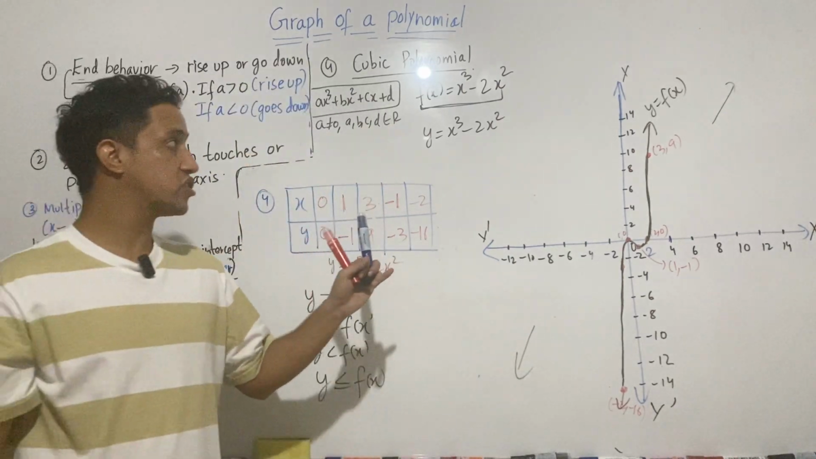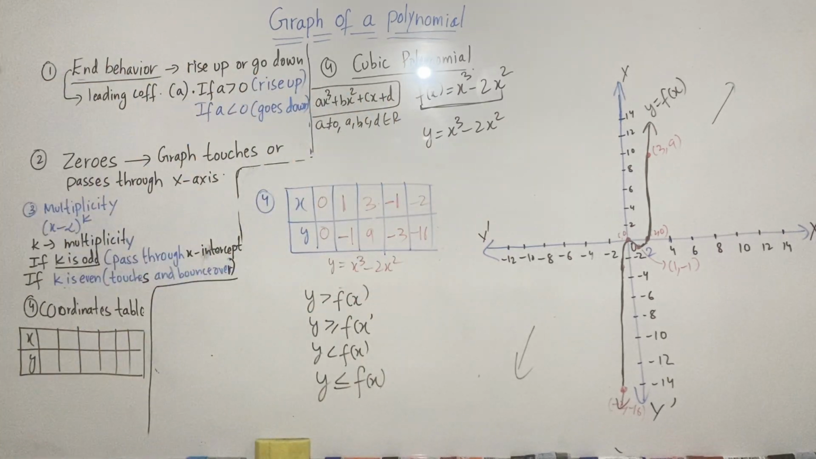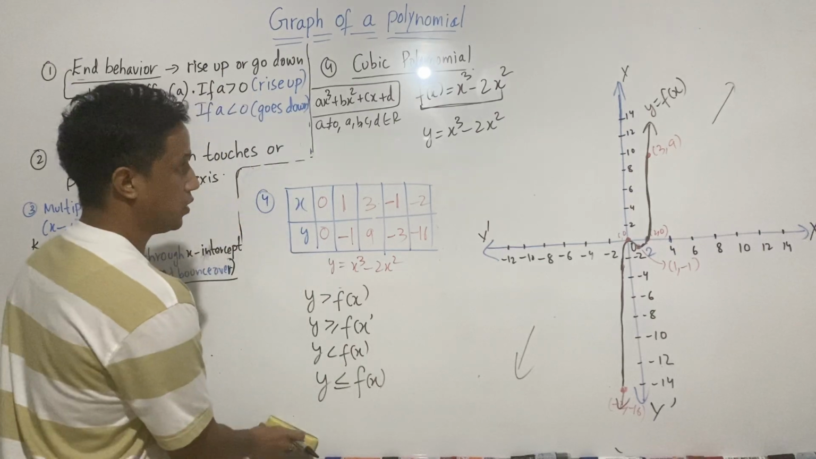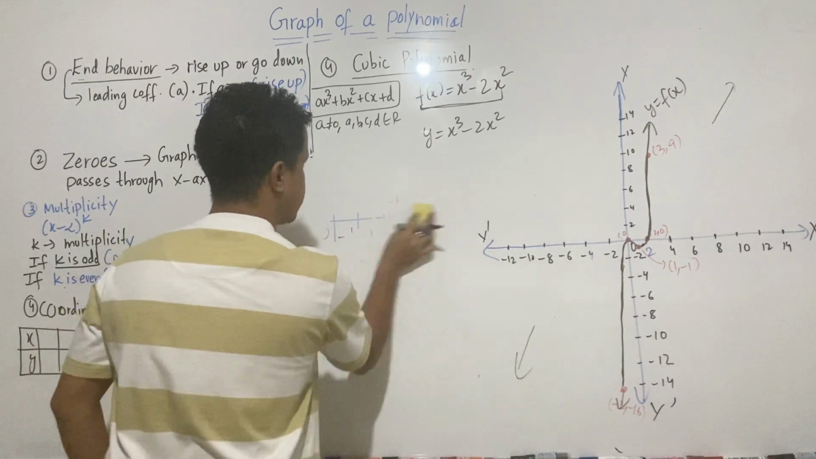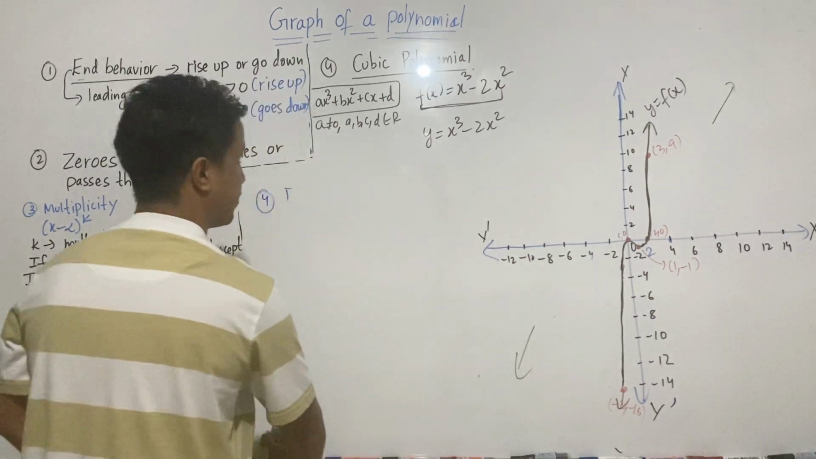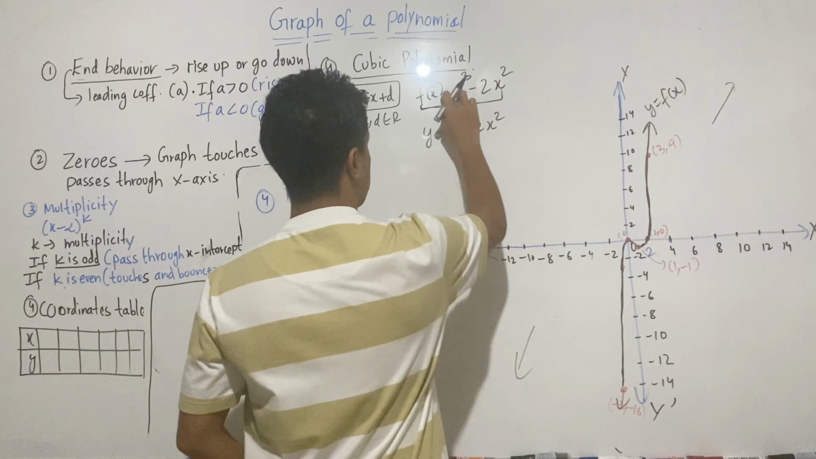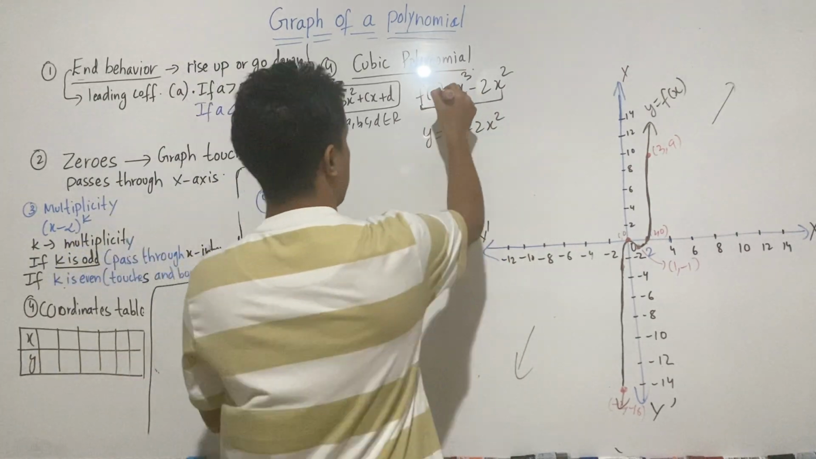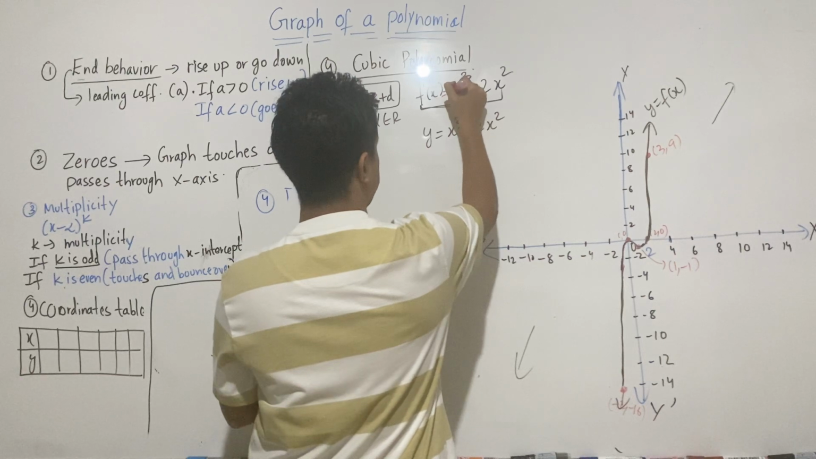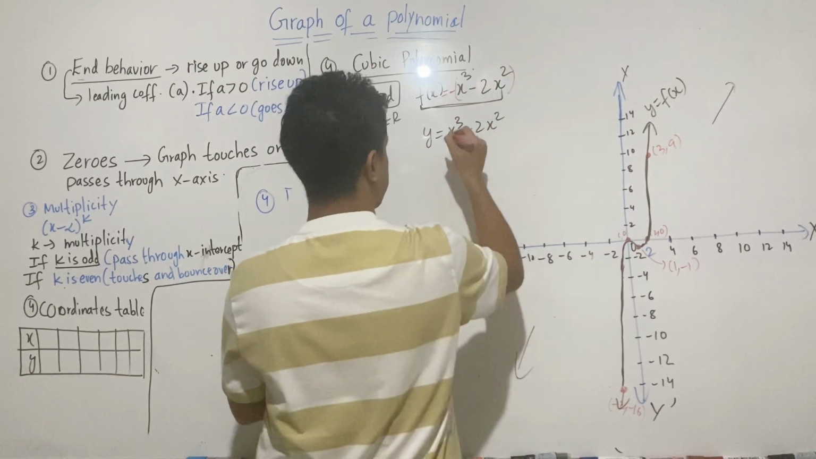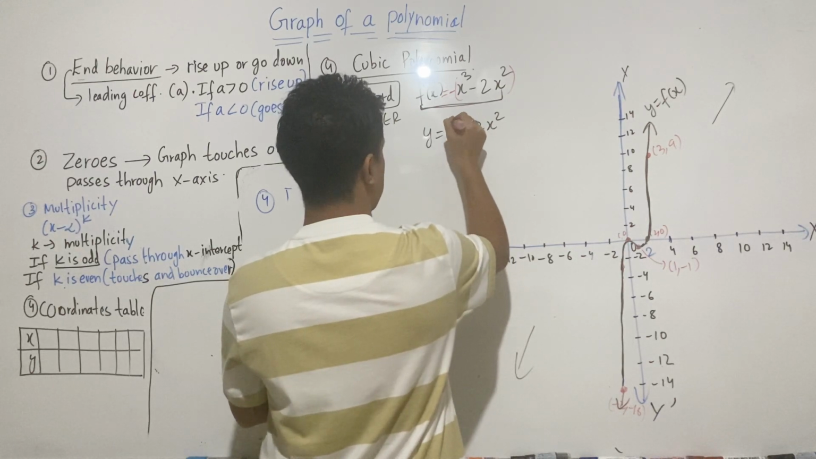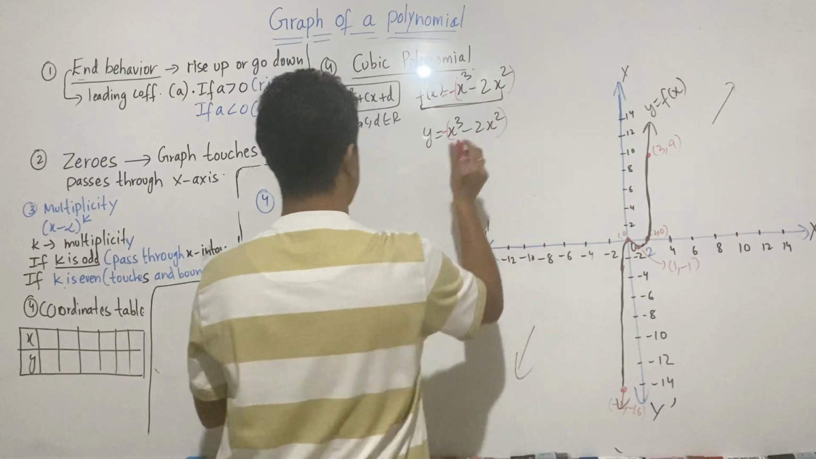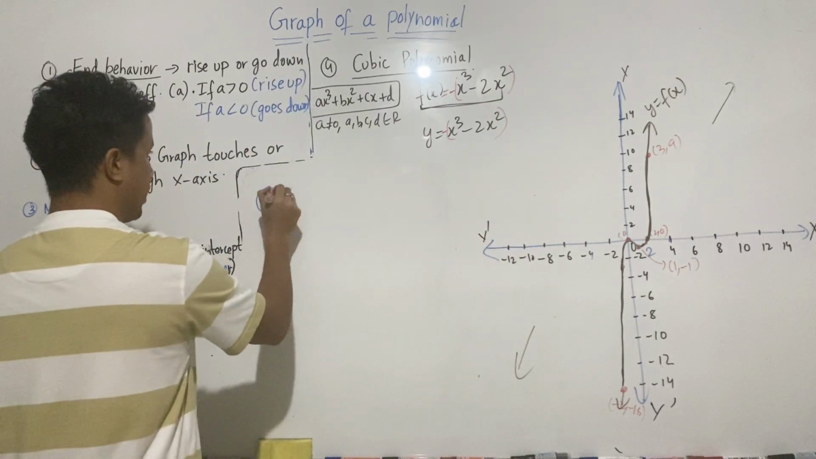Now we will take one more case, when your a is negative. We are going to take the same case when a is negative. What I will do is multiply this expression with minus. So it will be minus. Okay. Number one step, end behavior.